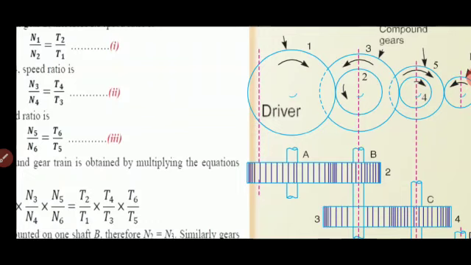So gear 1 meshes with gear 2. Gears 2 and 3 are mounted on the same shaft. Gear 3 meshes with gear 4. Gears 4 and 5 are mounted on the same shaft. Gear 5 meshes with gear 6. We are required to find the velocity ratio with respect to the driver gear and the driven gear, that is N1 by N6. Since 2 and 3 are mounted on the same shaft, the speed remains the same, N2 is equal to N3, and since 4 and 5 are mounted on the same shaft, the speed of gear 4 and gear 5 remains the same, that is N4 is equal to N5.